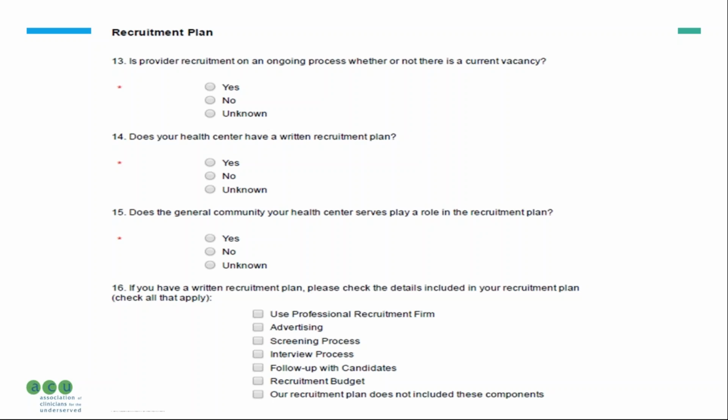And 15 is just asking whether the community plays a role in your recruitment plan, and that can be very broadly defined. It could be other primary care practices in the area who may also be recruiting, and are you talking to each other? It could be the hospital. It could be community members, getting feedback from them on what types of providers they feel like they need. So, and again, we're talking about including them in the recruitment plan and also in the written recruitment plan. So 16 is asking if you do have a written recruitment plan to check off those components that apply that are in your plan.